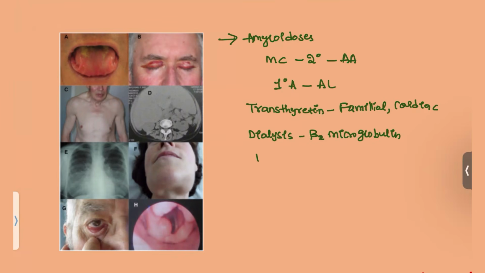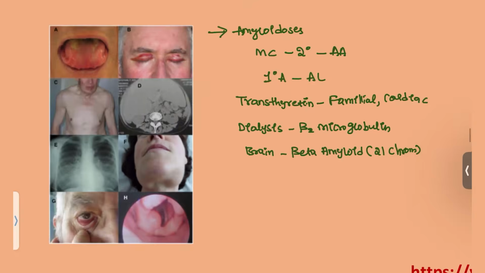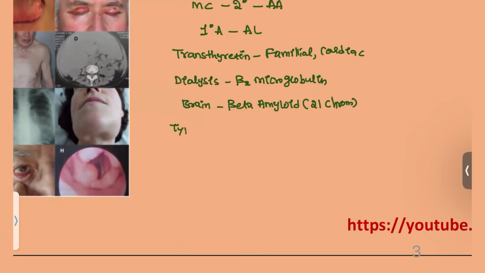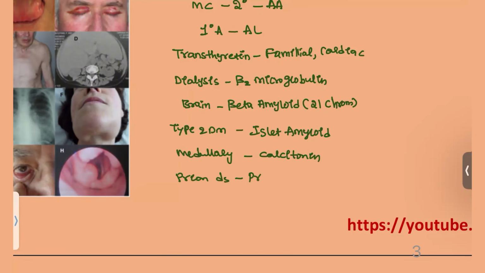And in the brain, it is Alzheimer's, with beta amyloid, especially chromosome 21, so seen in Down syndrome patients also. Type 2 diabetes mellitus has islet amyloid, in the islet cells of the pancreas. Medullary carcinoma has the calcitonin type. Prion disease is going to contain the PrP amyloid.